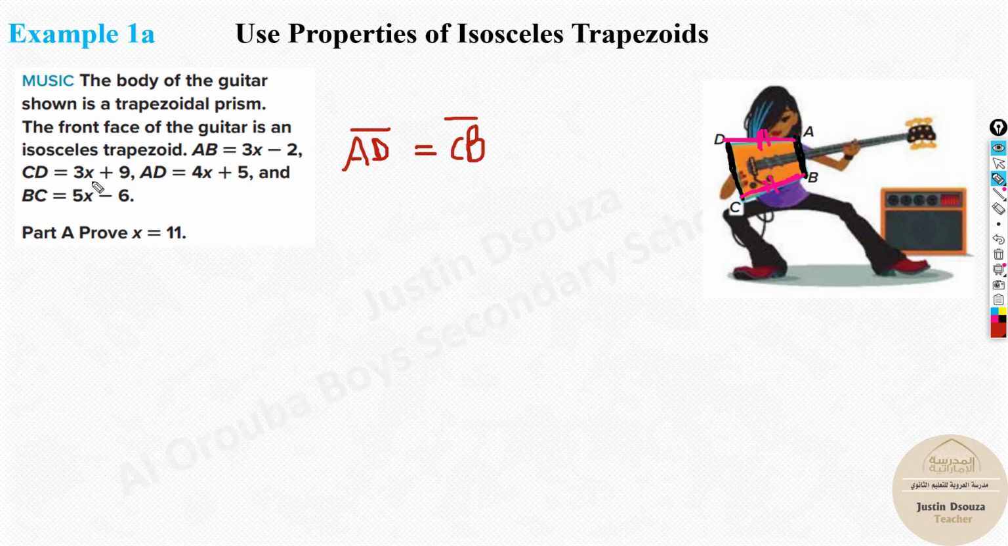So what do we do? Write what it is. 4x plus 5 must be equal to what? CB, or BC, it's the same thing. It is 5x minus 6.